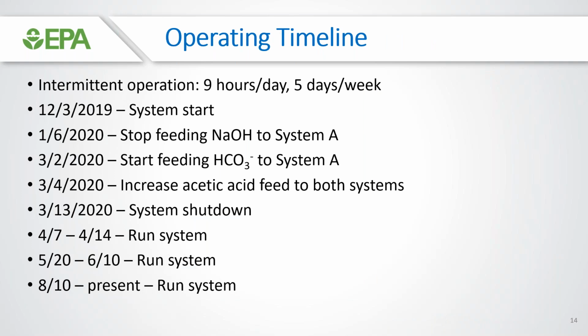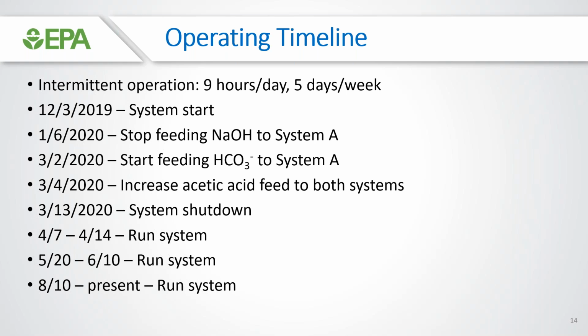So for the operating timeline, we designed this study to assess the impact of intermittent operation, running 9 hours per day, 5 days per week, which might be similar to the operating schedule at a small groundwater system. So we started that up in December, and through the winter, did some optimization to the influent by adjusting the pH and then increasing the acetic acid feed.